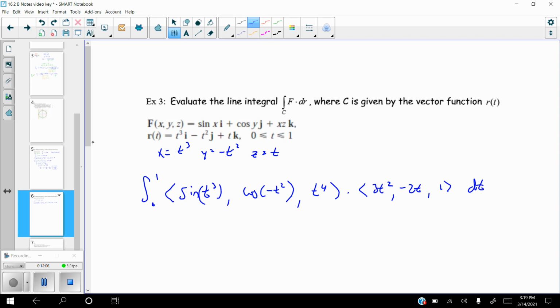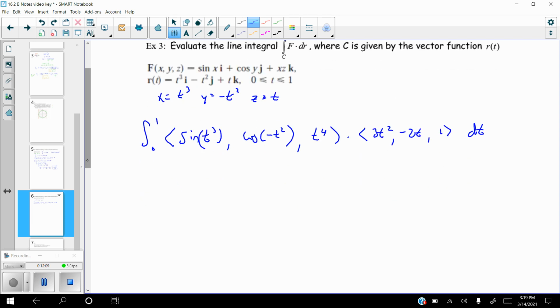All right, let's go ahead and perform the dot product. So we're going to get 3t squared sine of t cubed plus, or in this case, minus 2t cosine of negative t squared plus t to the 4th dt.